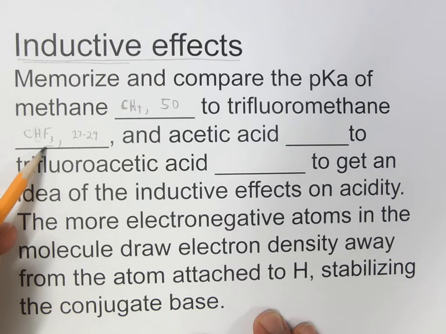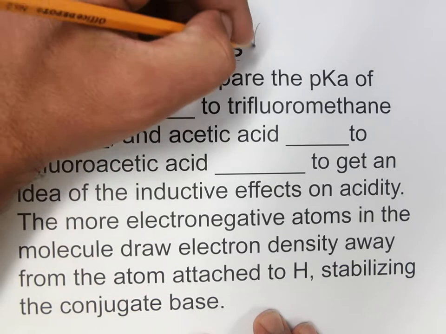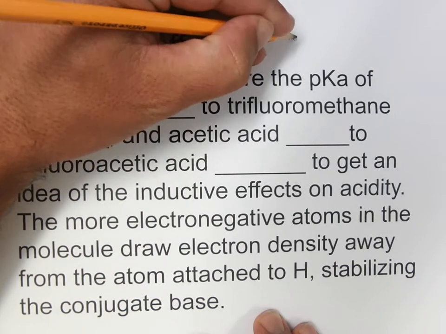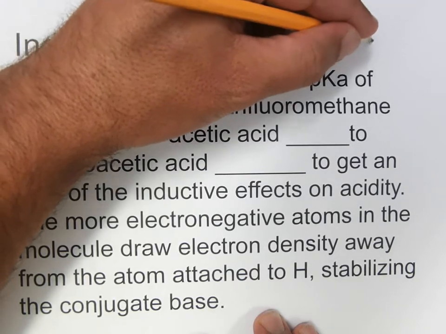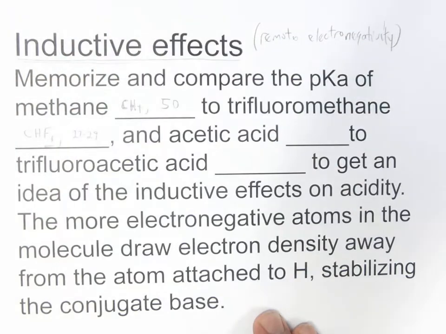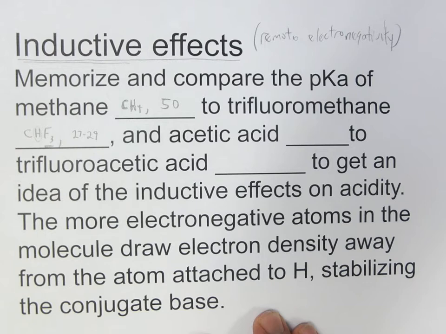The fluorine is going to pull electron density away from the CH bond inductively, so what I would call the inductive effect is sort of a remote electronegativity effect. We talked about electronegativity of the atom directly attached to hydrogen increasing its acidity. Now we have an electronegative atom farther away from the hydrogen, but still having an effect.